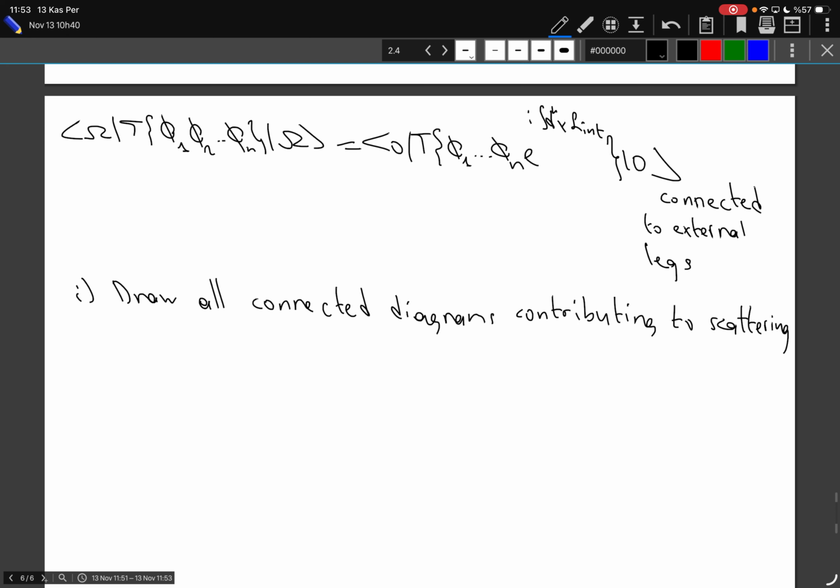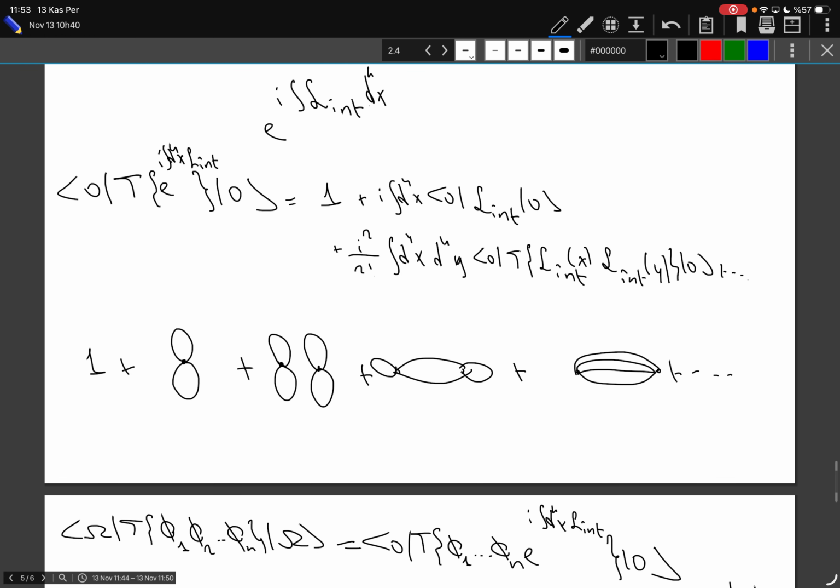These diagrams should have legs corresponding to the ingoing and outgoing particles, and they can have any number of vertices corresponding to the potential I have. You see here, this is called a vertex. If there is one vertex, it's the first order contribution. If you have two vertices, that's the second order contribution.